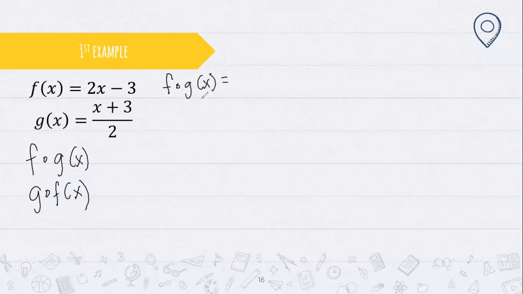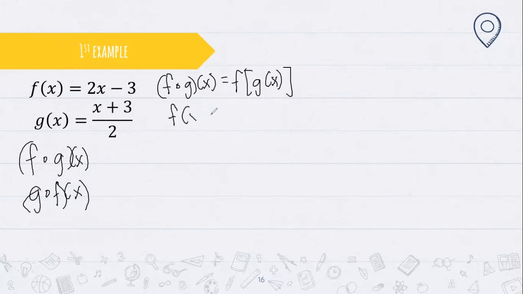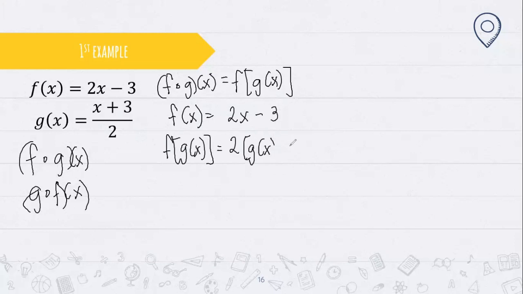Ang f of g of x is equal to what? Katulad ng sinabi ko, we have f of g of x. So ipapasok ko si g of x kay f of x. Ang f of x natin is 2x minus 3. So, ito na nga yung given. So, ipapasok ko si g of x. So, f of g of x, we have 2 of g of x minus 3.